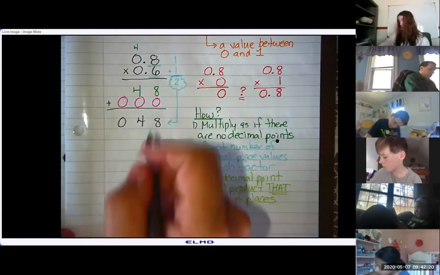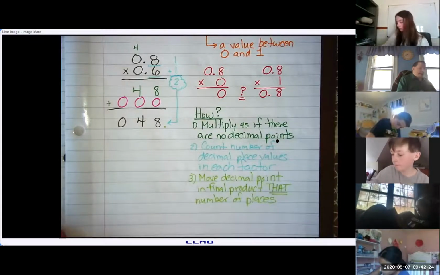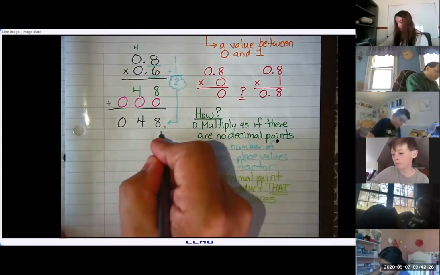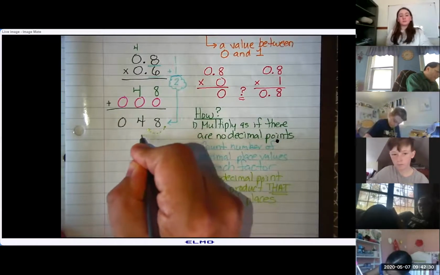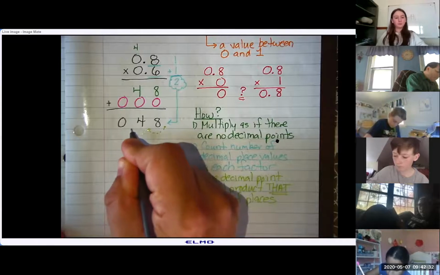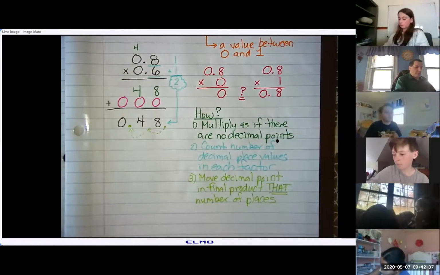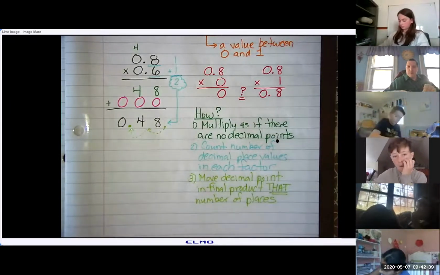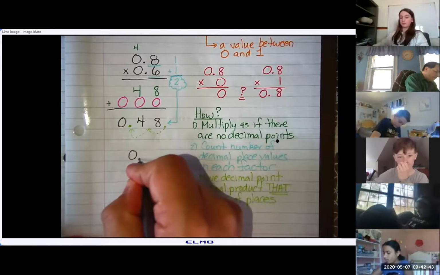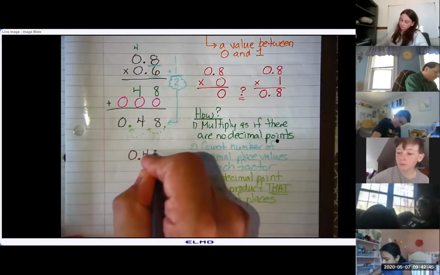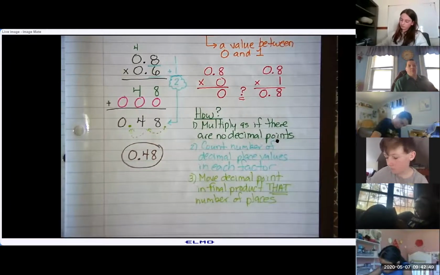So what we do is we pretend that the decimal point was there, and we're going to move it over 2 spots. 1, 2. So my exact answer is 0.48.